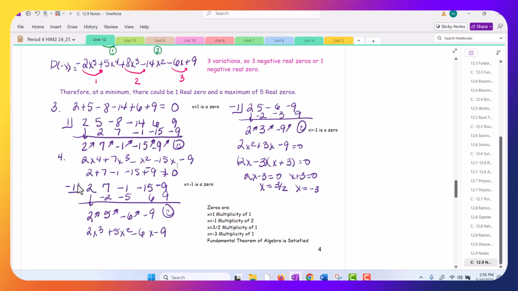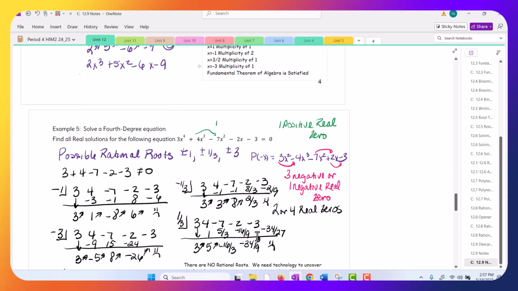So we try -1. And this is a 0. I look at this 4-term cubic, and I'd like to be able to factor that by grouping, but that's not possible here. So I'm going to try -1 again, because it could have a multiplicity greater than 1. It is 0 a second time. Then I look at this depressed polynomial. It's quadratic, which can be factored. So now I get my 1, 2, 3, 4, 5 zeros that I should have according to the fundamental theorem of algebra.